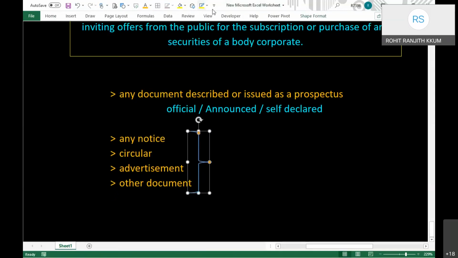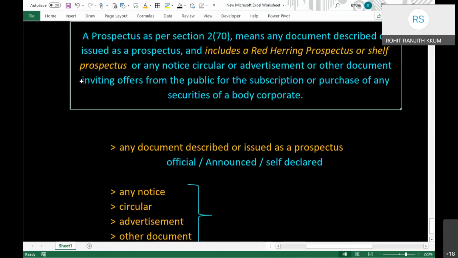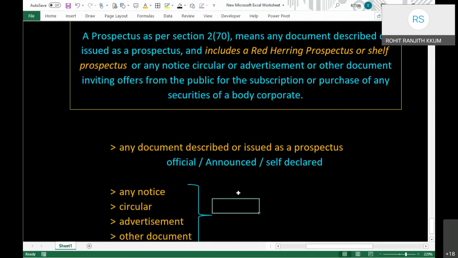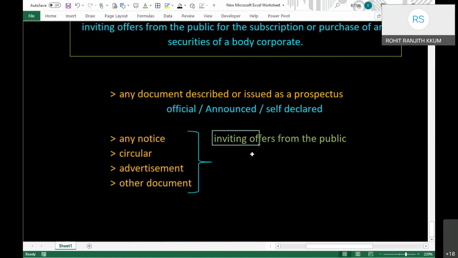What are those conditions? What is written? Inviting offers from the public. So the first condition provided here is that it should contain an invitation to the public. You must invite the people. That's the first condition: inviting offers from the public.